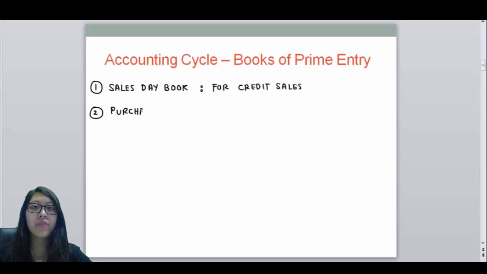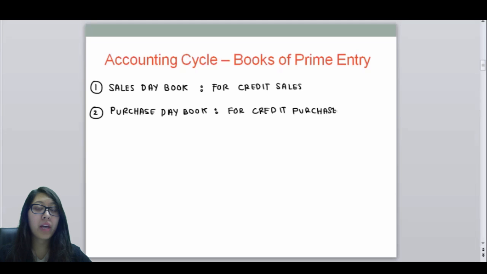Second, we have the purchase day book, which is quite similar to the sales day book. The purchase day book is for recording credit purchases. So similar to a sales day book, a purchase day book is going to be needed to make sure that our trade payables account is properly kept and is matching with our purchases day book purchases figure or total purchases figure. I will explain it in further detail in the next few slides.